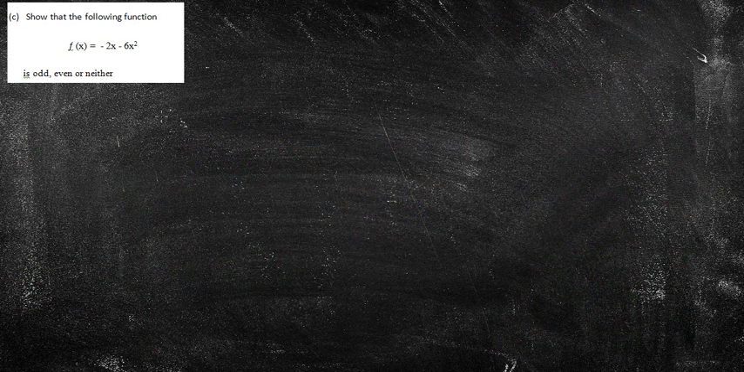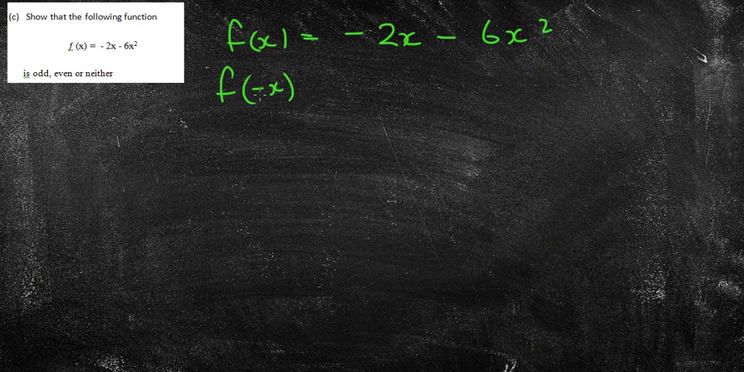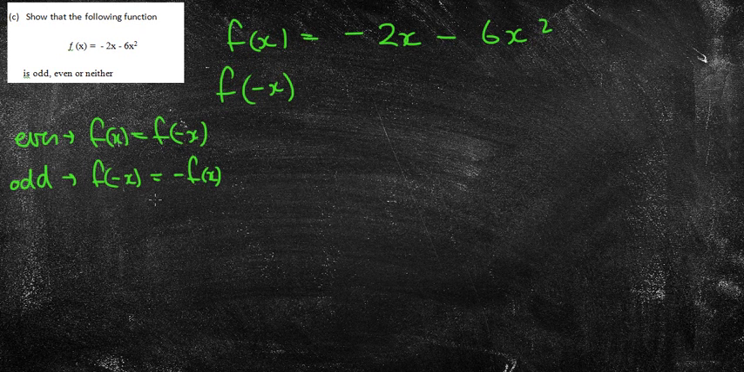Part C, show that this is either odd, even, or neither. So we've got f of x is equal to -2x minus 6x squared. Now I need to compare x and the negative x, because remember my rules that if it's even, we know that f of x is equal to f of negative x, and if it's odd, we know that f of negative x, when I sub it in, is going to equal the negative f of x. And if it's neither of those two, we know it's neither. So let's sub it in and see what happens.